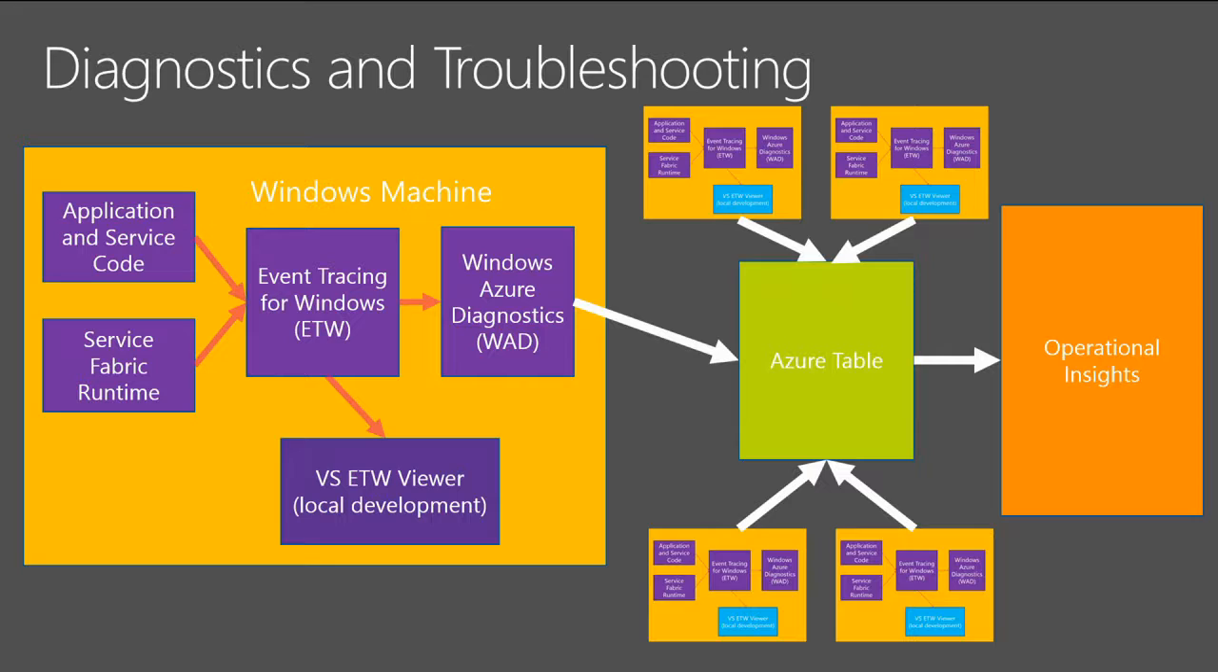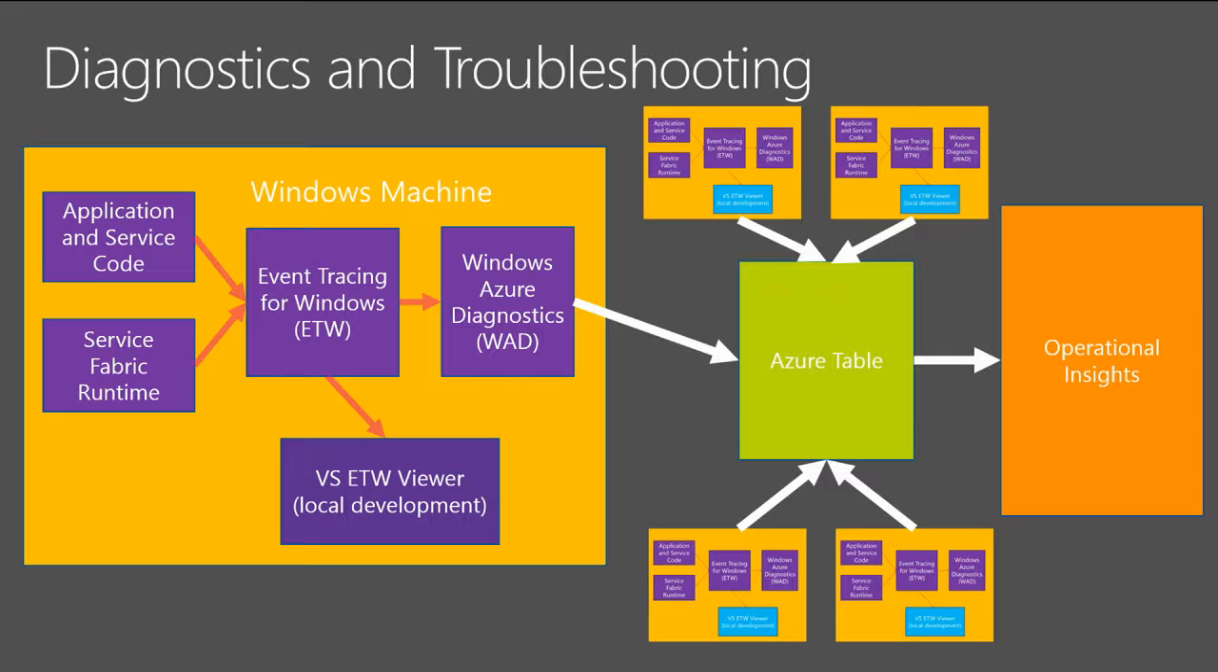You have your application and service code running there, and then you also have the Service Fabric runtime. And both of these are outputting events as ETW, which is being collected in the ETW subsystem in Windows, which then gets picked up by the Windows Azure Diagnostics extension that you can install on any VM in Azure. And all of these Windows Azure Diagnostics extensions running on each one of your nodes will put these logs and traces onto a common Azure table.